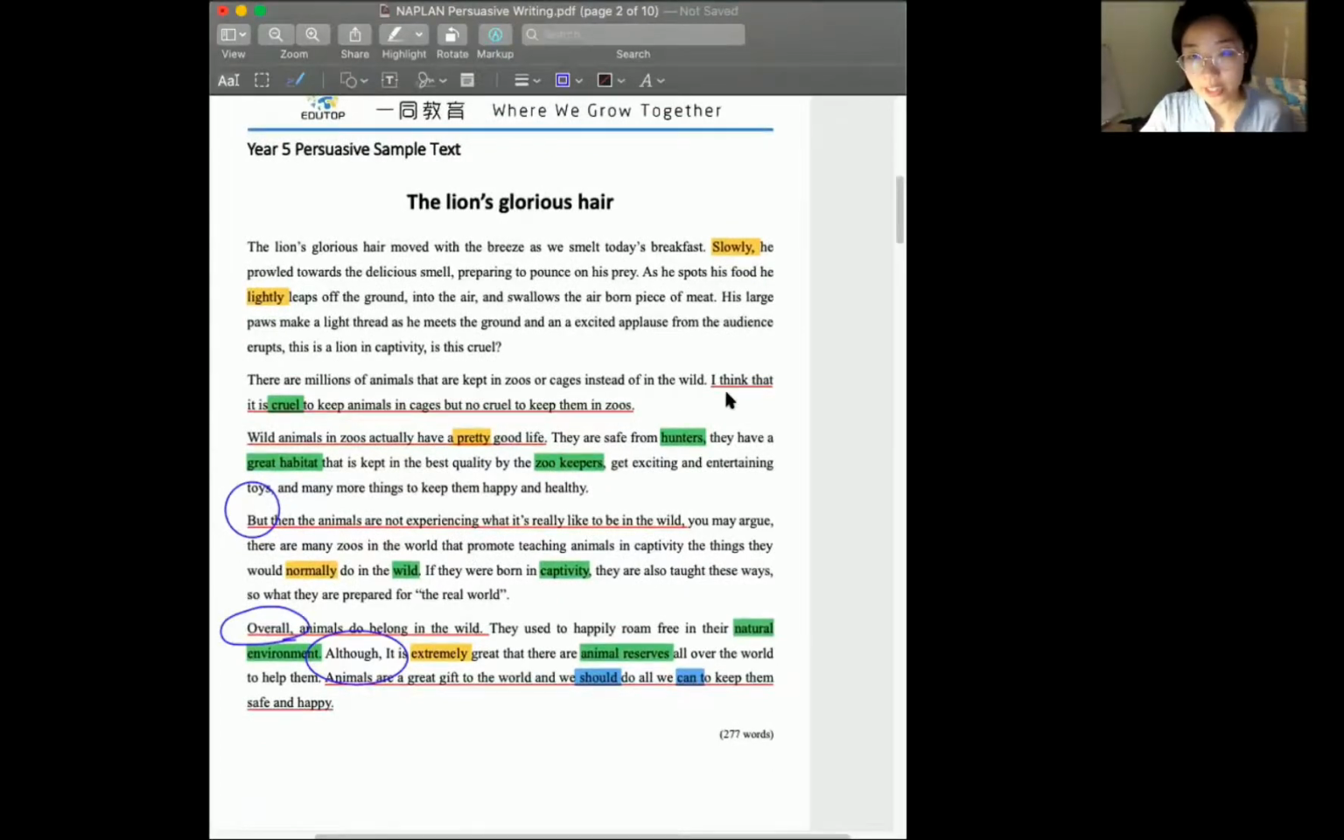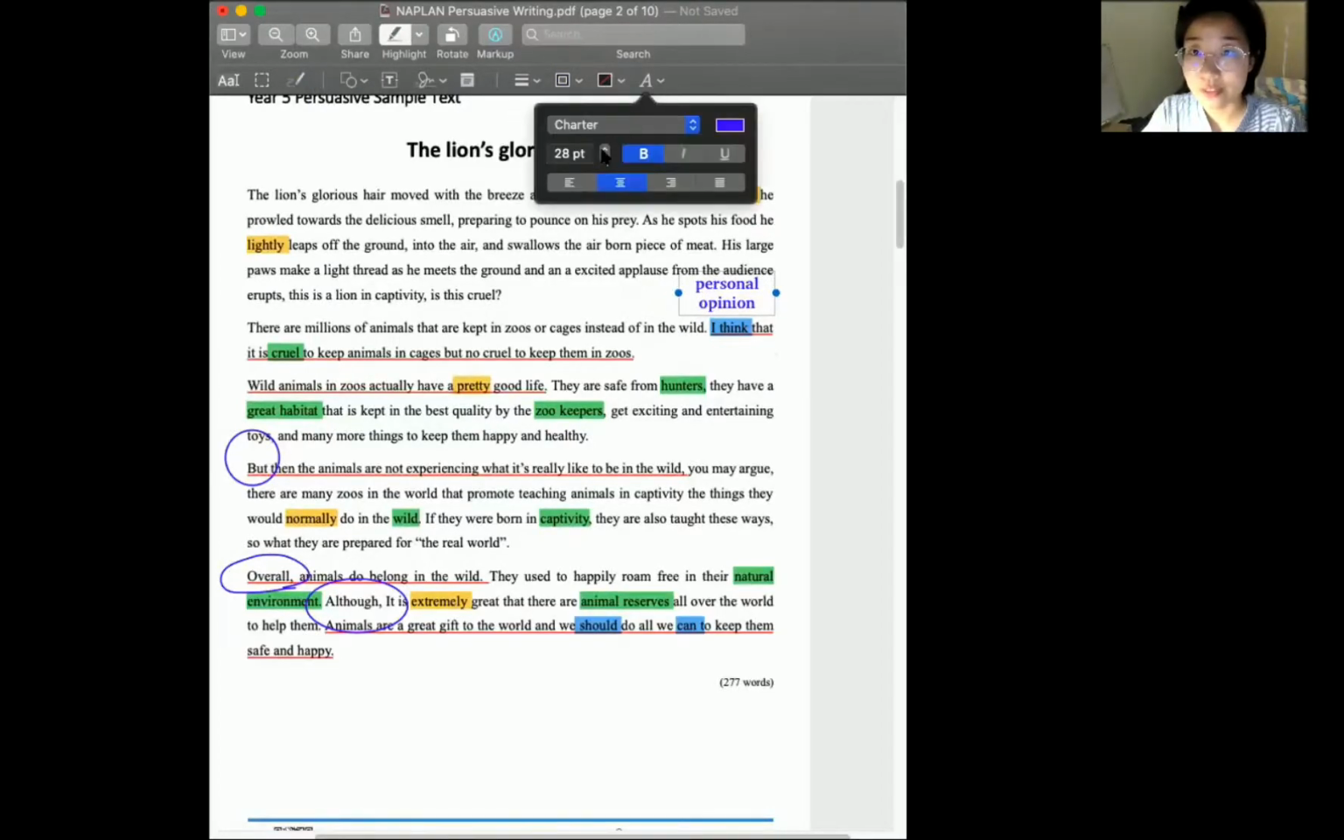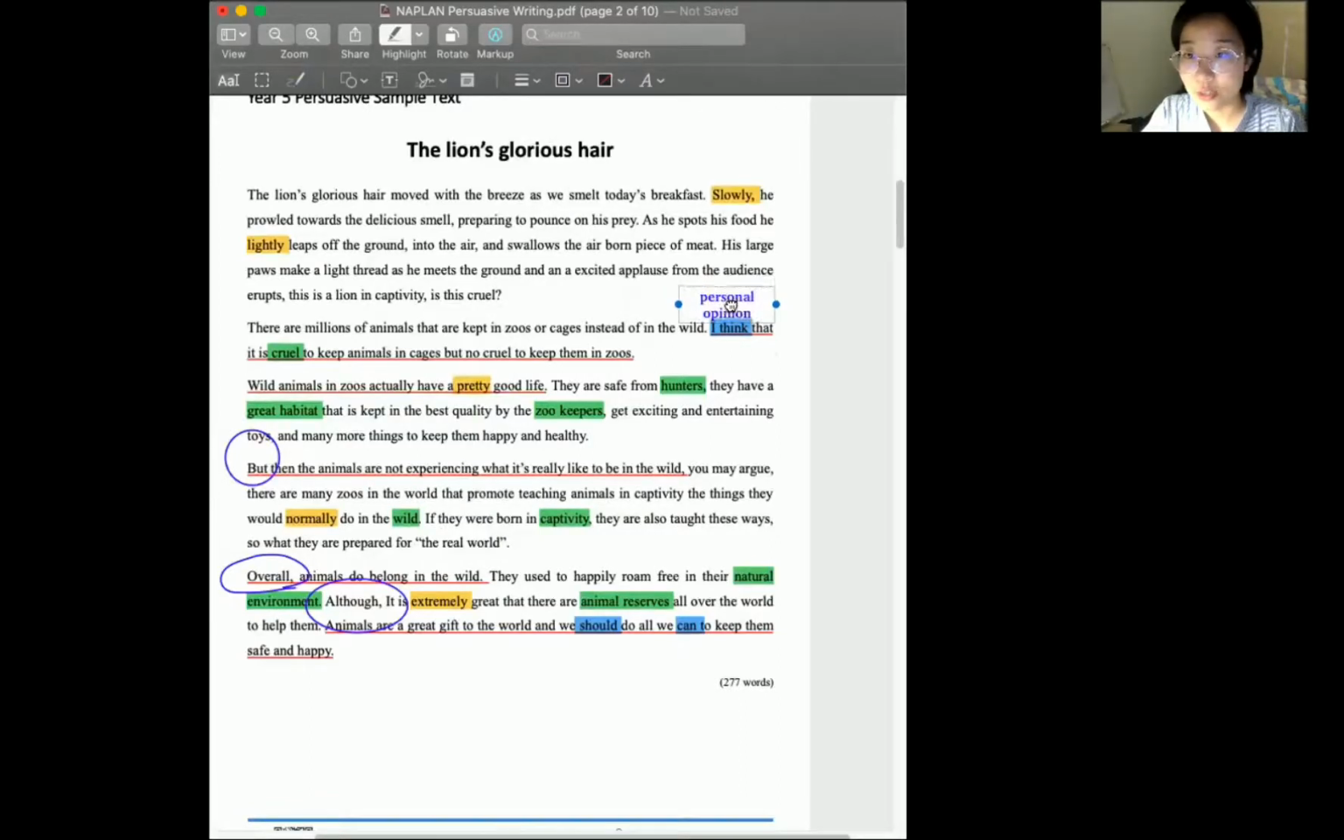So when you look at the opinion sentence, I think that it is cruel to, so when you see I think, this is one of the persuasive techniques called, you know, what do we call that? That's called personal opinion. Yes. That's pretty common, right? I believe you use this sort of technique in your writing very often. And you just gain 1 mark for doing that in your persuasive writing.